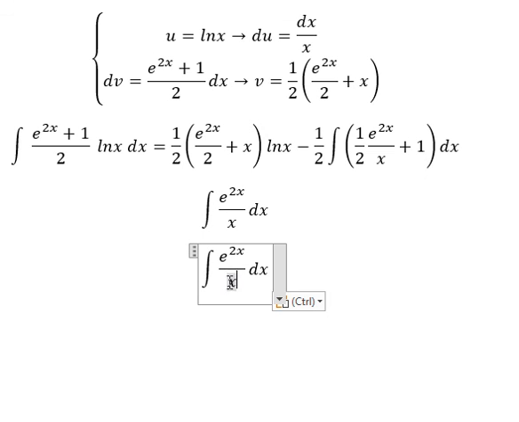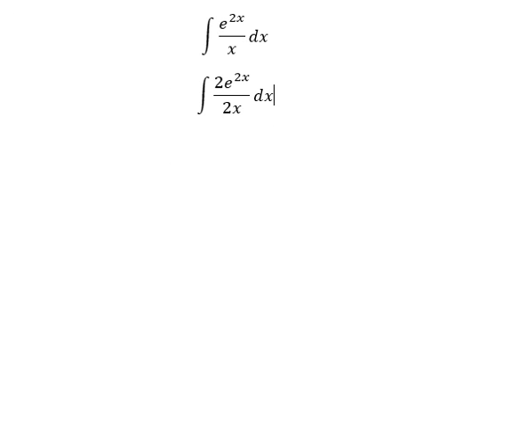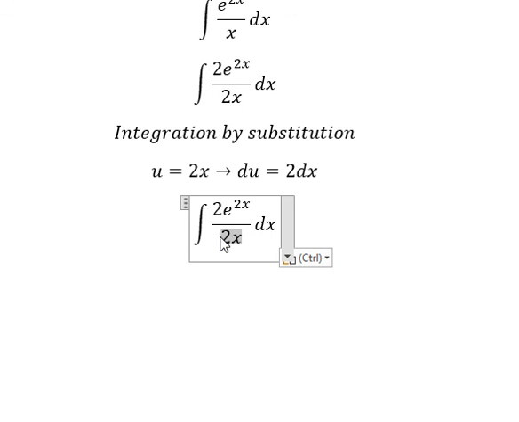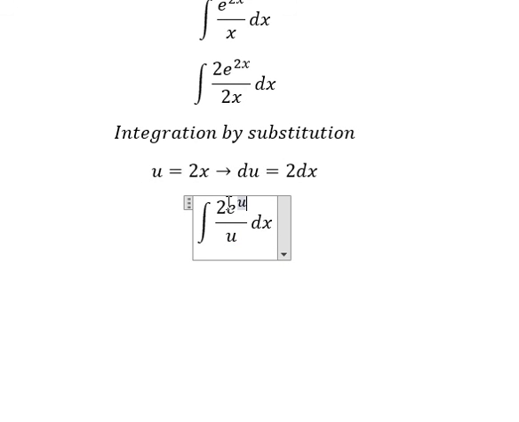So I will put number 2 on the numerator and denominator. Next, we can use integration by substitution. So I will put u equals 2s. Later we do the first derivative for both sides, and we have du equals 2 ds. This one we change by u. This one we change by u. 2 ds we change by du.